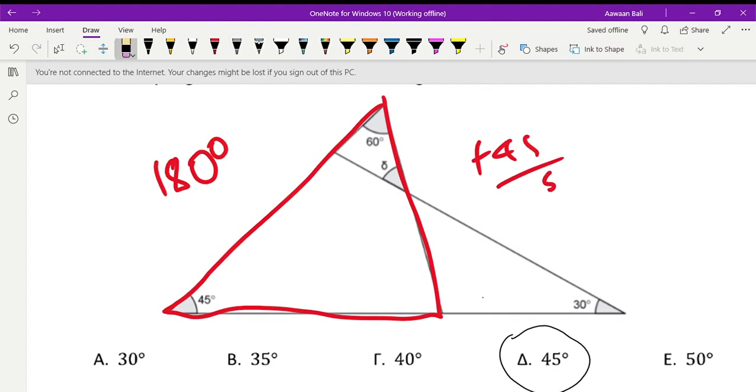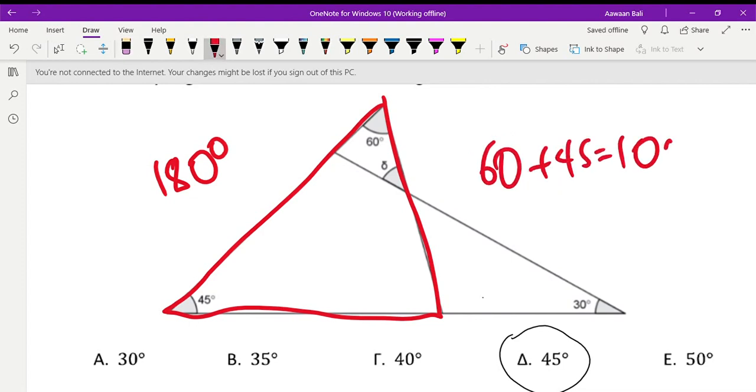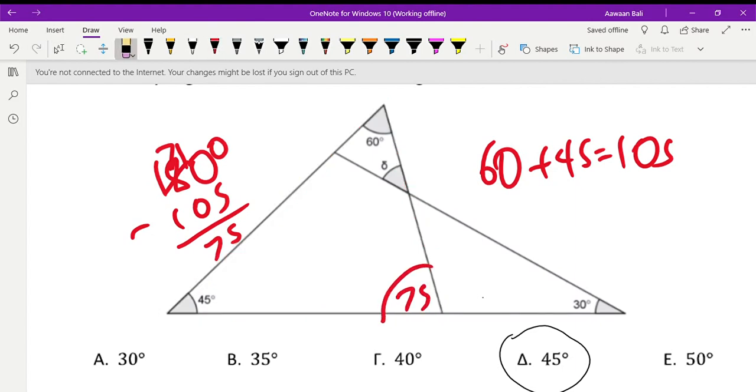Wait, what am I doing? 60 plus 45 is 105, obviously. Then you do 180 minus 105, and you get 75. So this is 75.